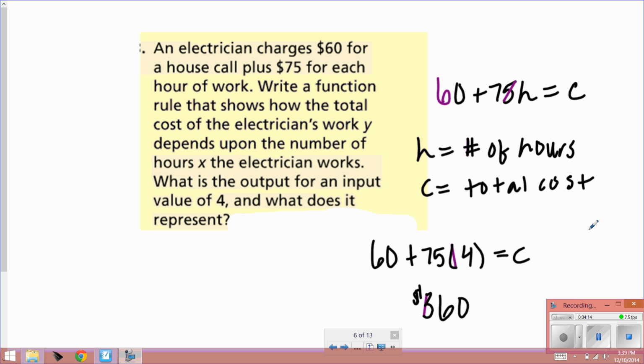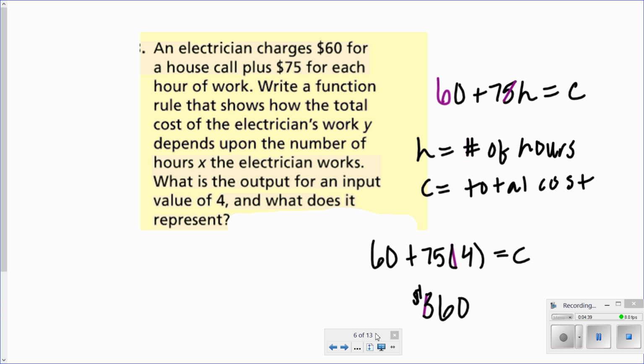So this one also had two parts. So for your equation, you should have 60 plus $75 per hour. H is the number of hours, C is the total cost. Then it says, what is the output for an input value of 4? So saying we're going to work 4 hours. So I plugged in 4, I solved, and I had got $360. So for 4 hours, it would cost $360.